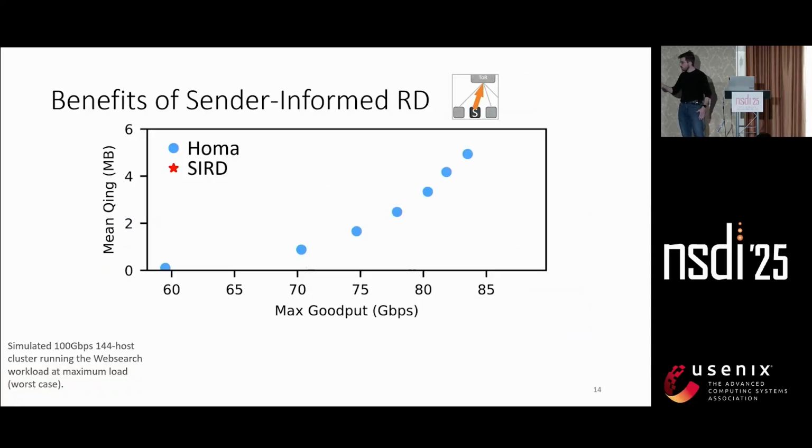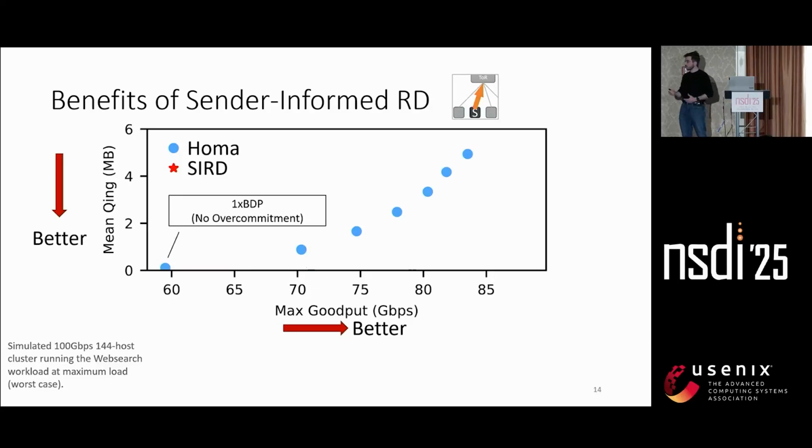And in fact, let me show you this through a simulated scenario. Here I'm showing queuing, where lower is better, versus throughput, where higher is better. This is from a 144 host web search simulation at maximum load. So this is worst case in terms of queuing. And I'm showing HOMA, which, as a reminder, is the protocol that introduced overcommitment. What performance it gets as it scales its level of overcommitment.